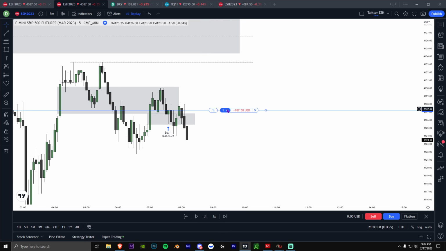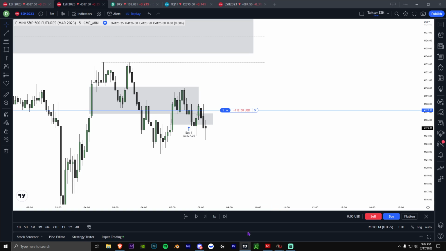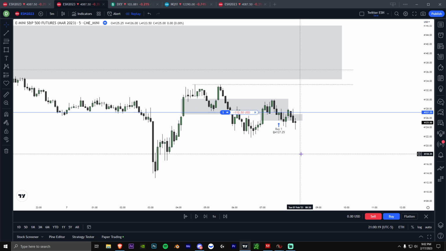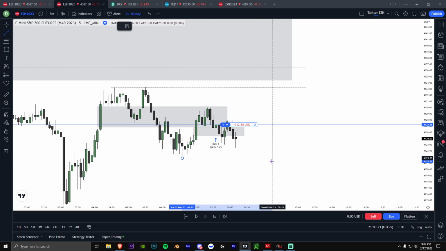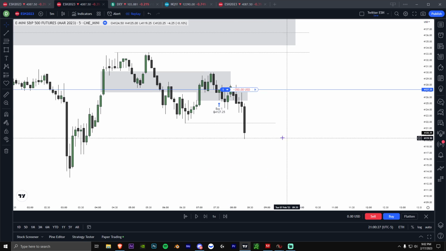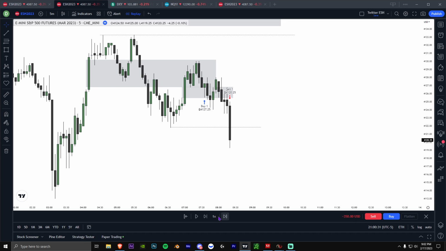Wait, can you set a stop loss here? I don't think you can set a stop loss. That's weird. But my stop would be if it went under here. Okay, so we hit that low, so I would have been stopped. Interesting.